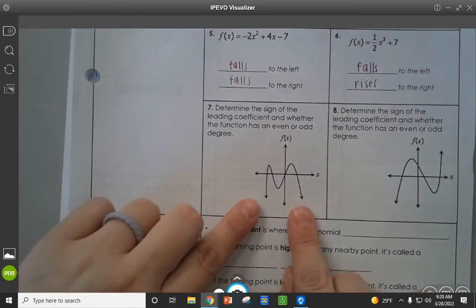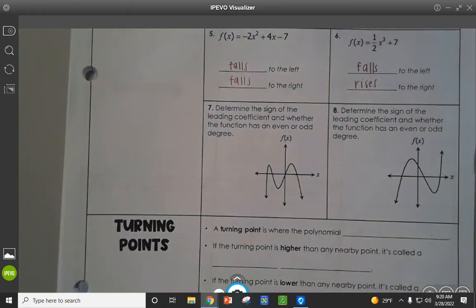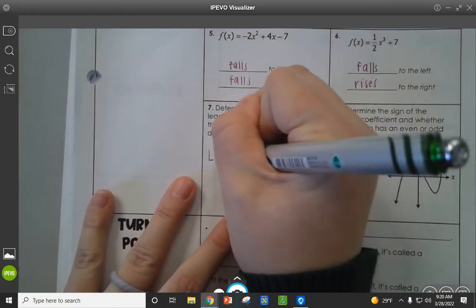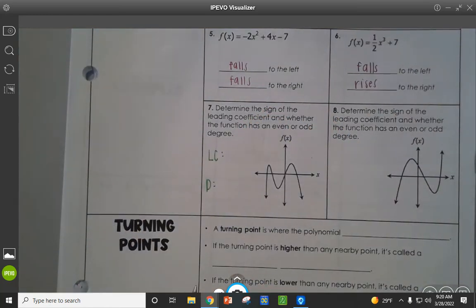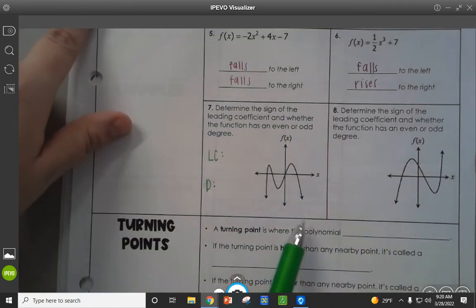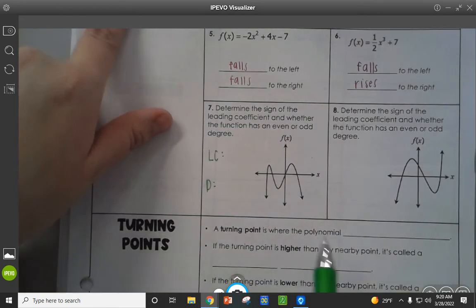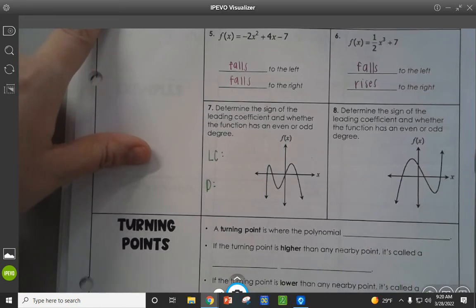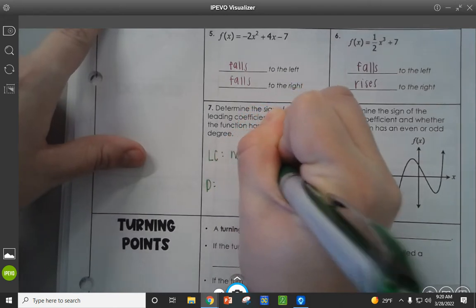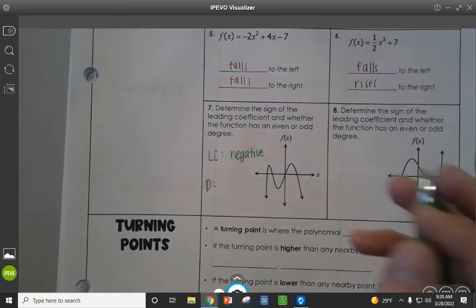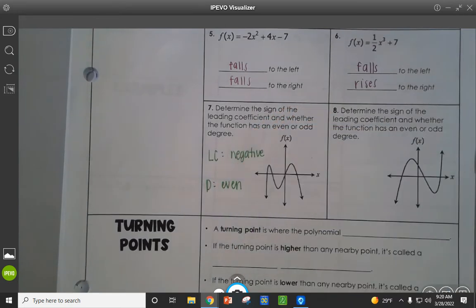Number 7 and 8, I'm showing you a picture of the graph. You have to tell me if the leading coefficient is positive or negative, and if the degree is even or odd. So look at the arrows. How are the arrows pointing? They're both pointing down. So if you look at your chart up there where they're both pointing down, is the leading coefficient negative or positive? Negative. Is the degree even or odd? Even. Good.